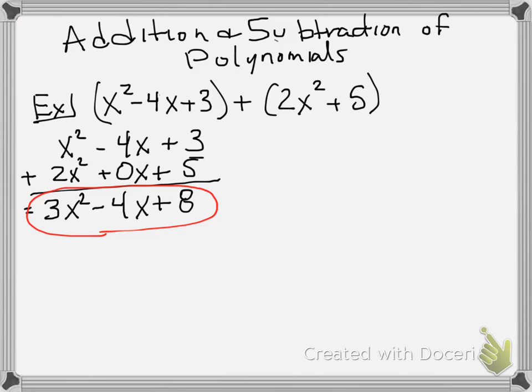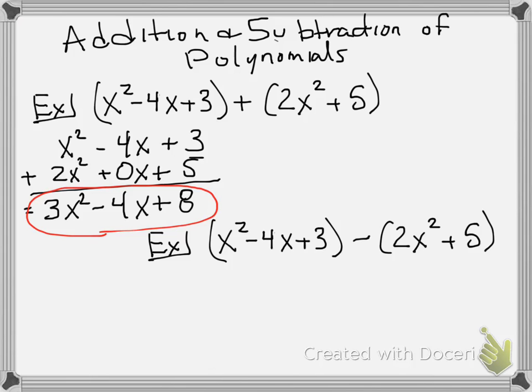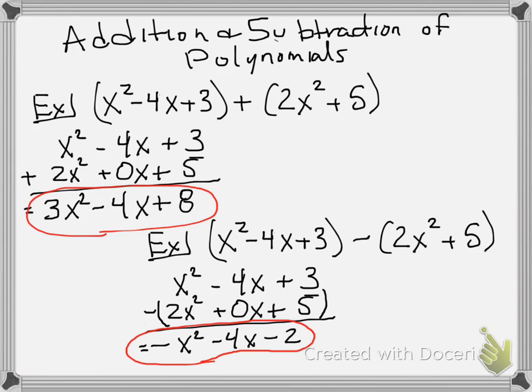Let's look at subtraction. We're going to take these same two polynomials, and now let's just subtract them. Adding and subtracting are exactly the same, so we just subtract same terms. So again, x squared minus 2x squared is negative 1x squared. Negative 4x minus 0x is still negative 4x. 3 minus 5 is negative 2. Very straightforward.